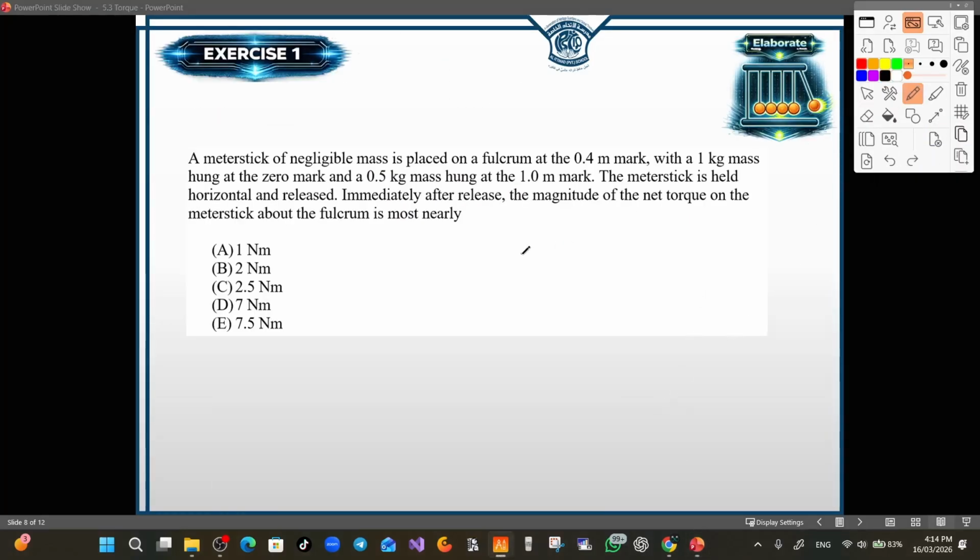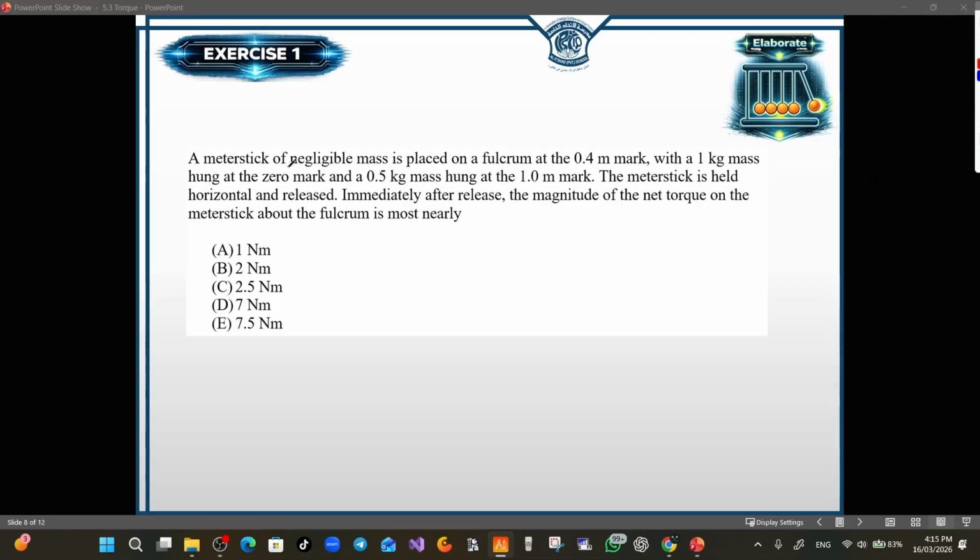A meter stick of negligible mass. Since it has negligible mass, we're going to ignore the force of the gravity acting on this meter stick. It is placed on a fulcrum at 0.4 meter mark. We know that the meter stick has a length of 1 meter, so the fulcrum is located exactly at the 0.4 mark, which means the remaining distance is 0.6 meter. Now 0.4 plus 0.6 is 1 meter.